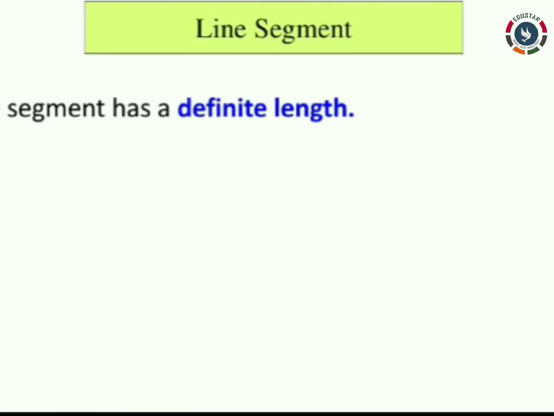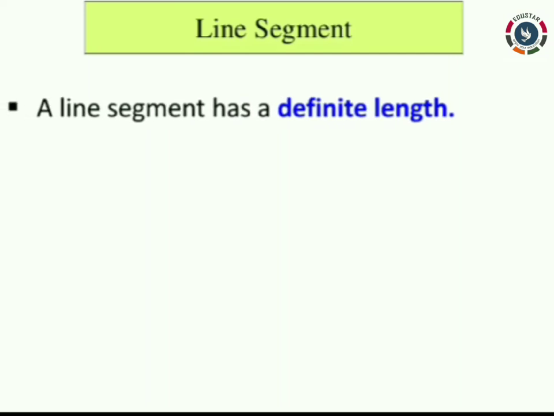Next topic is line segment. A line segment is nothing but the shortest distance between 2 points. Let's see now. A line segment has a definite length. You can measure the length of the line segment. The next point is it has 2 endpoints.